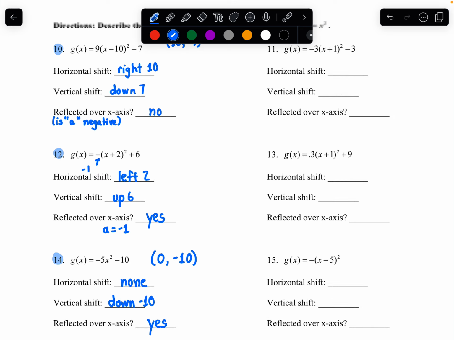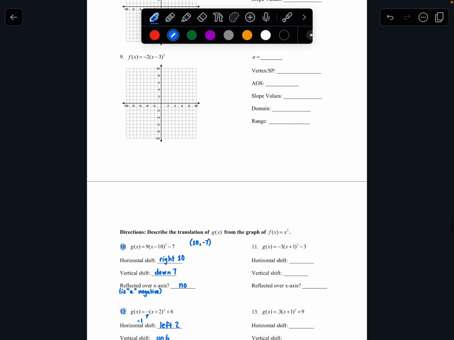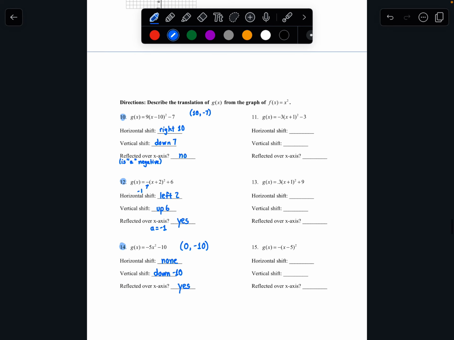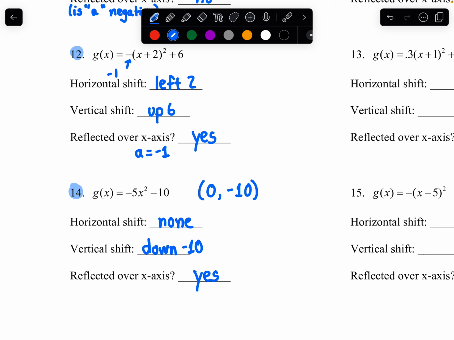Okay, so the rest of those are pretty straightforward. You should be able to do those other graphs. Take into account, obviously, like on number 14, sometimes our coordinates for our vertex can be 0.